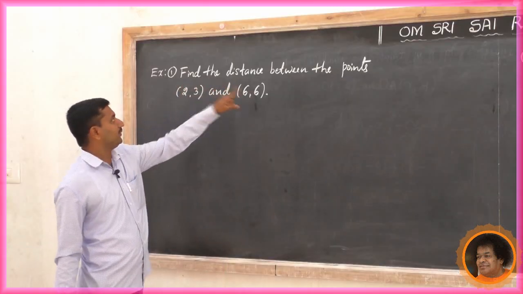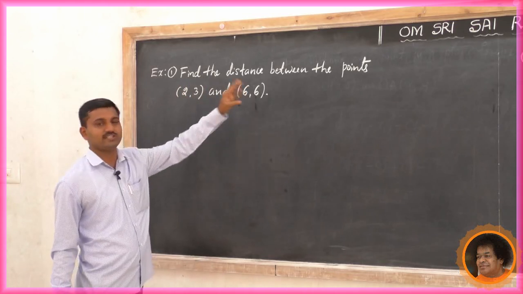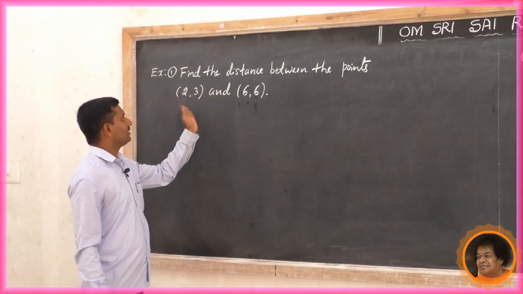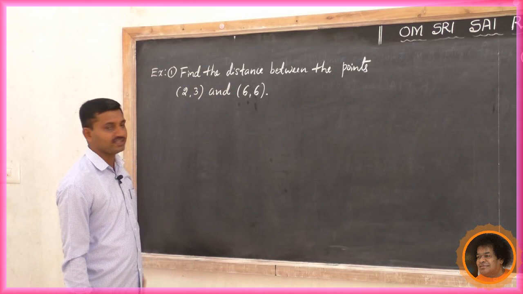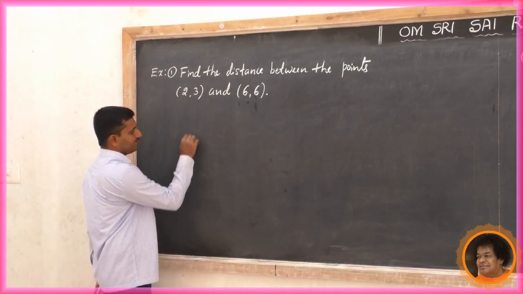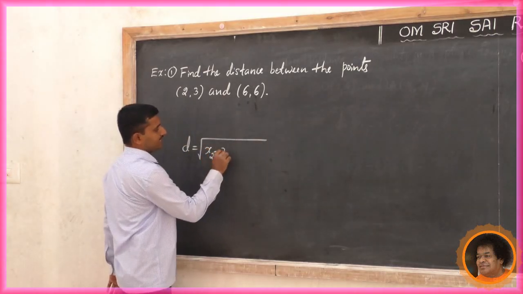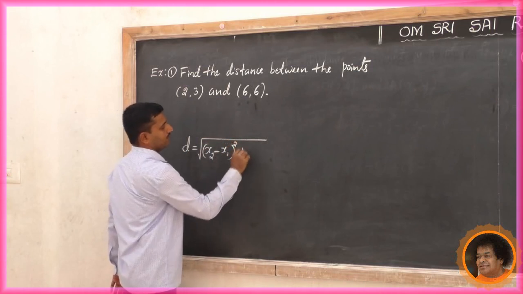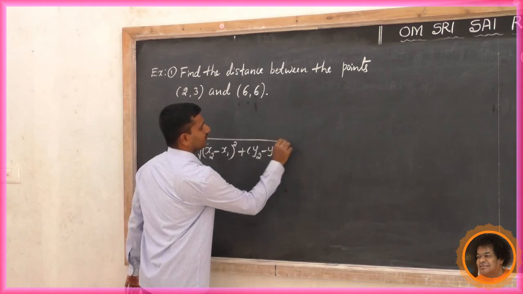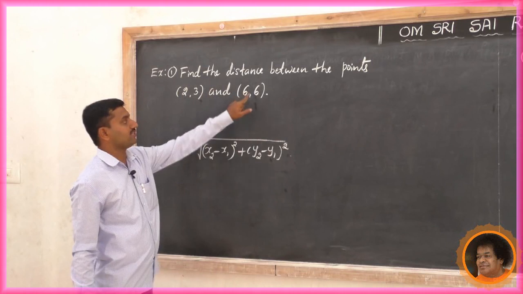Find the distance between the points (2, 3) and (6, 6) related to the distance formula. So the two coordinate points are given. What is the distance between these two points? How to find the distance? Using the distance formula, D is equal to square root of (x2 minus x1) whole square plus (y2 minus y1) whole square. So this is the distance formula. The given coordinates are (2, 3) and (6, 6).